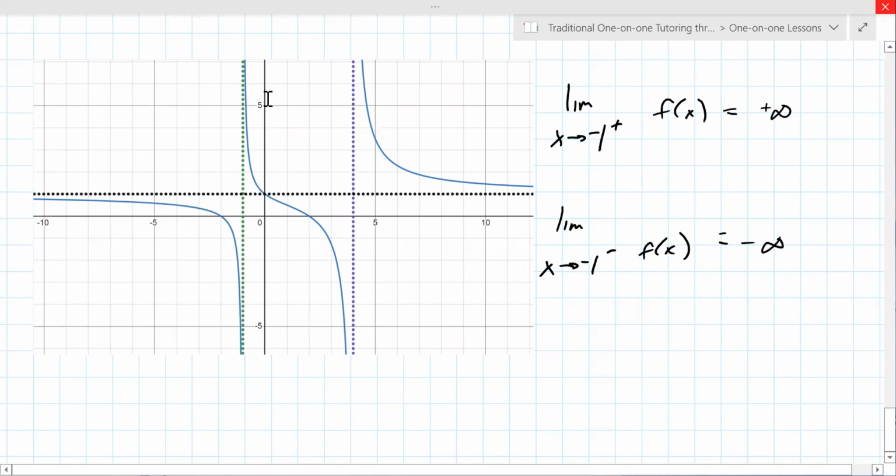So the middle behavior, in between behavior, is almost always to a positive infinity or negative infinity, whereas the end behavior is always to a number. Okay.